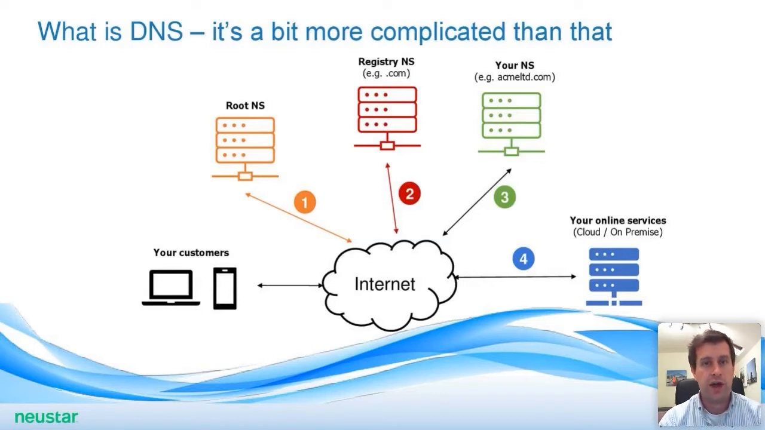They will tell you where, in this example, the .com registry's name servers are. The computer then has to connect to them, and ask the .com registry, can you tell me where the name server for Acme Limited is? And then you are directed to number three, which is that name server that then responds to the request. And you can find in number four the web service.